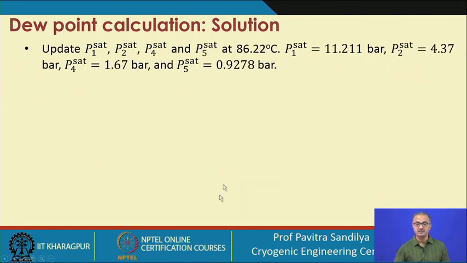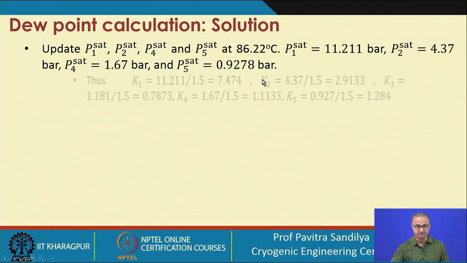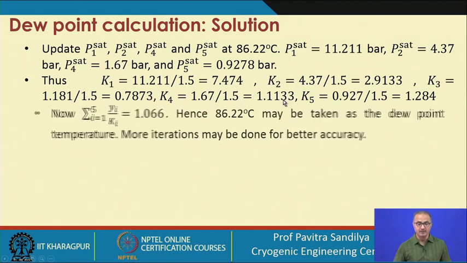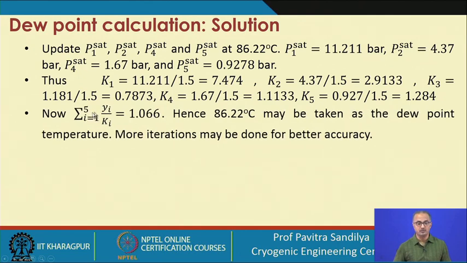Once we have found these, we find the values of K1, K2, K3, K4, etc. We find these values and do this particular summation, which should come out to be 1. Again, depending on the accuracy desired by the user, we may stop or we may continue the iterations to keep updating the values of the temperature.